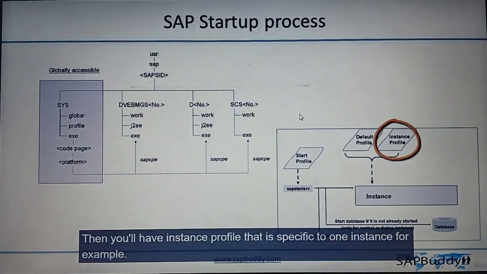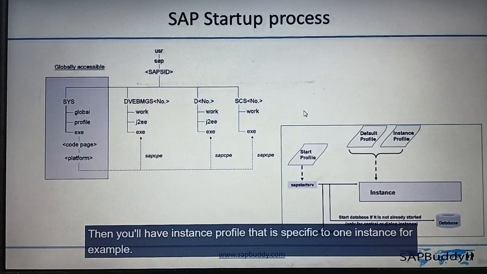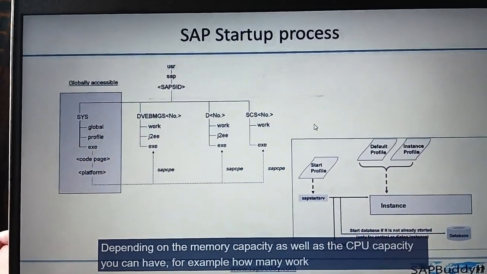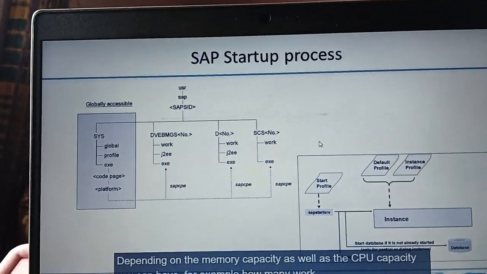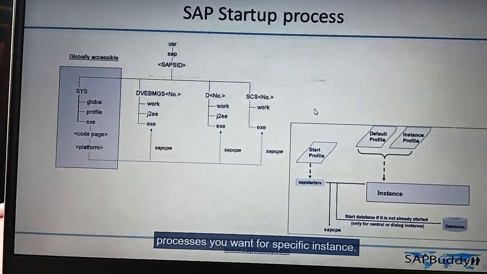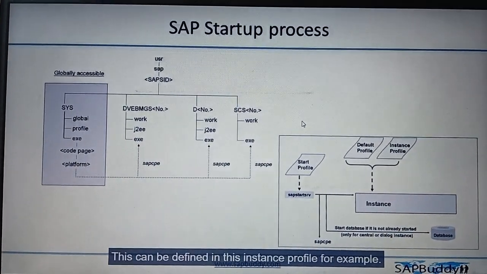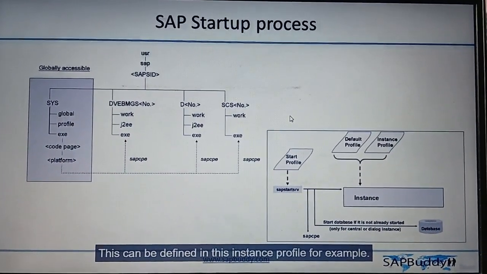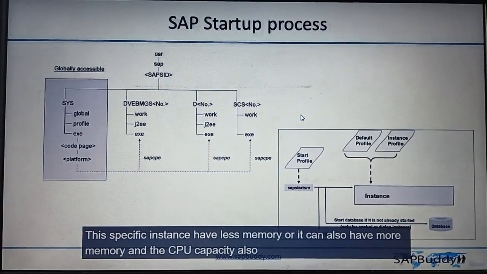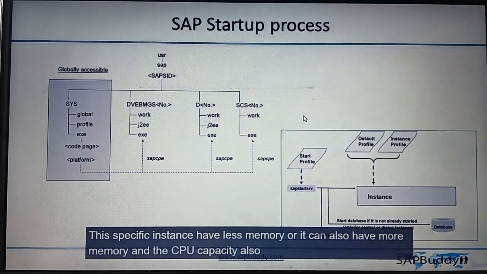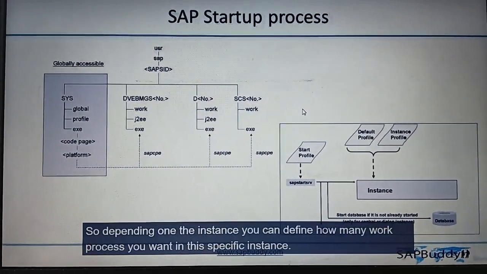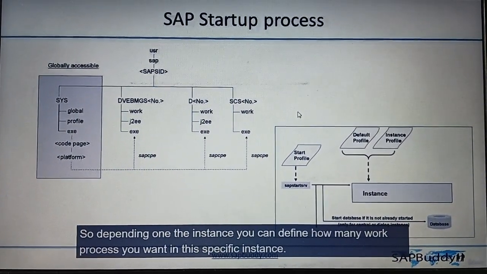Then you have the instance profile, that is specific to one instance. For example, how many dialog work processes you want to have in this specific instance. Depending on the memory capacity as well as the CPU capacity, you can define how many work processes you want for a specific instance. This specific instance may have less memory, or it can have more memory, and the CPU capacity also can vary from one instance to another. So depending on the instance, you can define how many work processes you want.